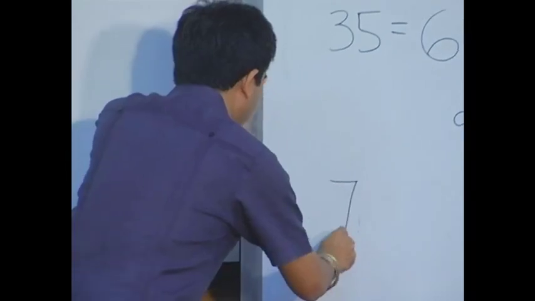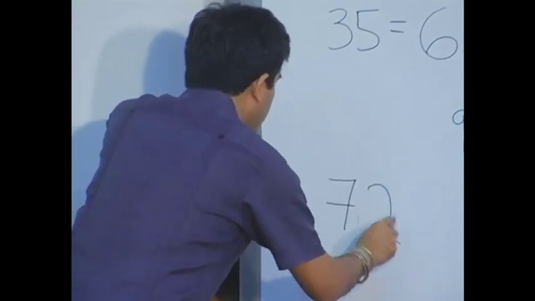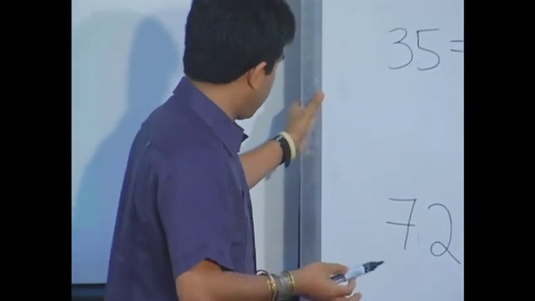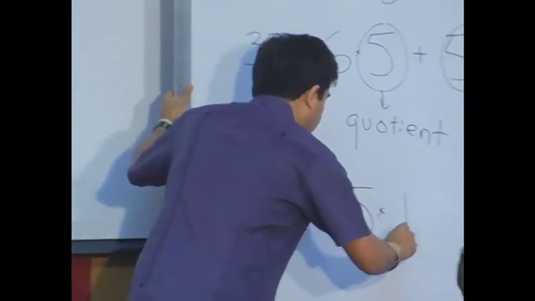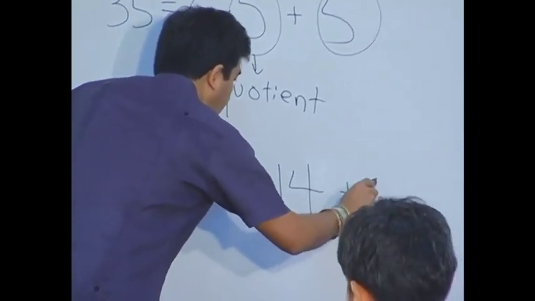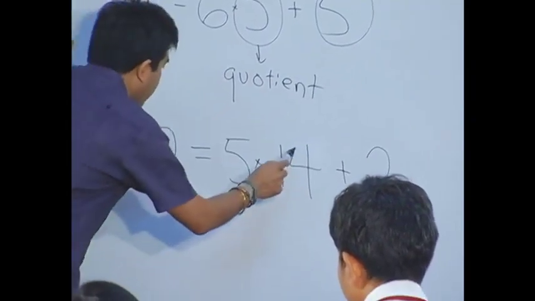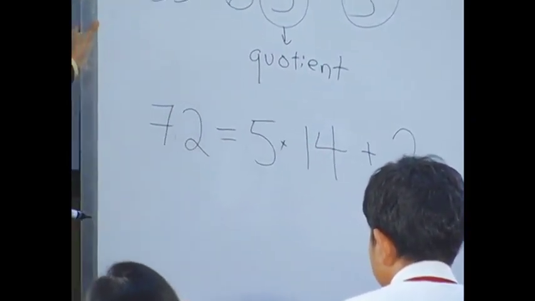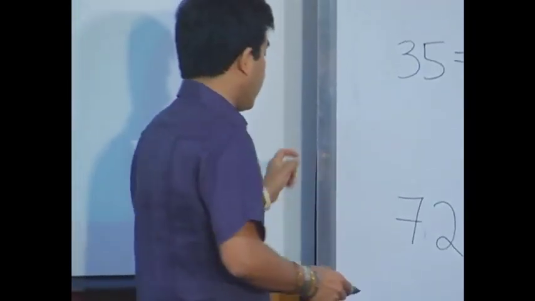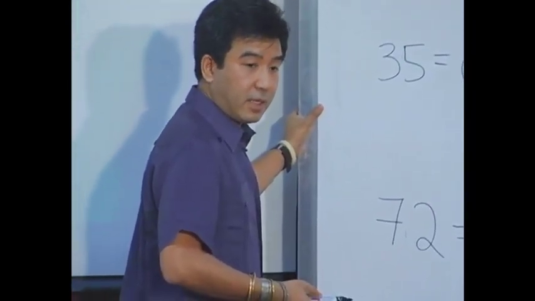Let's do another division. Let's divide 72 by 5. How many 5's can we find in 72? This is 14. 2 is the remainder. So 14 is the quotient and 2 is the remainder. How about 72 divided by 6? That's 12.